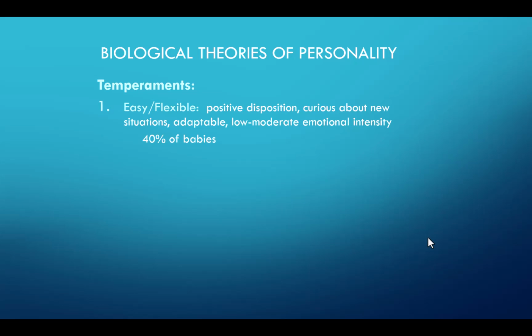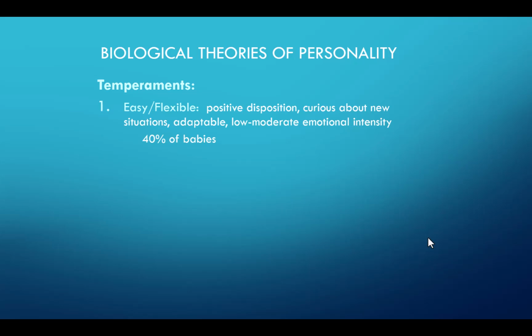So again, that easy, flexible disposition or temperament. This individual has a positive disposition. They're curious about new situations. They're adaptable. They have a low to moderate emotional intensity. And this is about 40% of babies. So again, Tyler was a very easy, flexible baby. He just kind of went with the flow. Anyone could hold him. He'd be happy to sit in his little car seat on the floor.